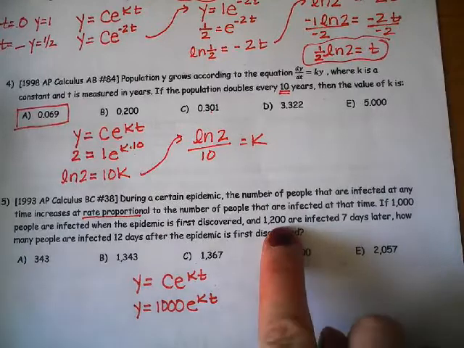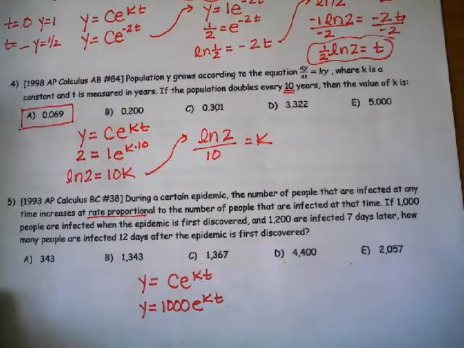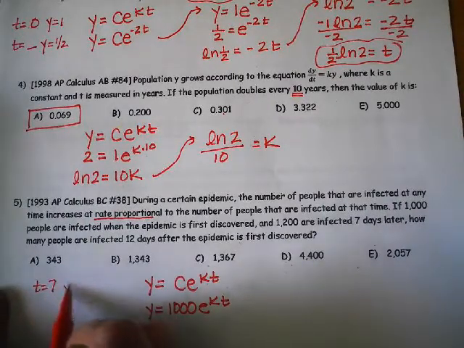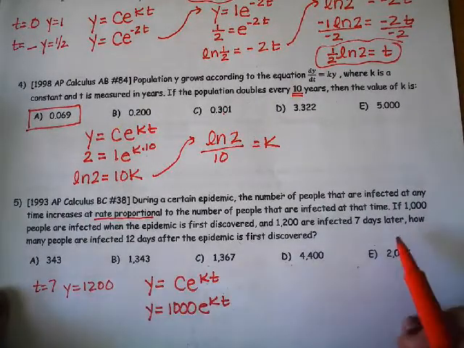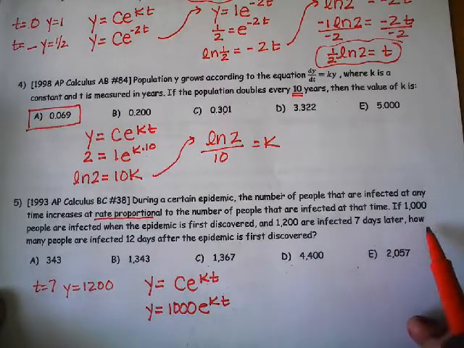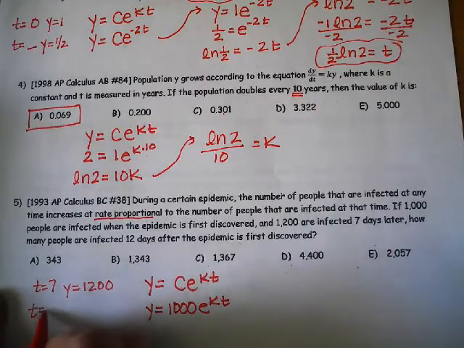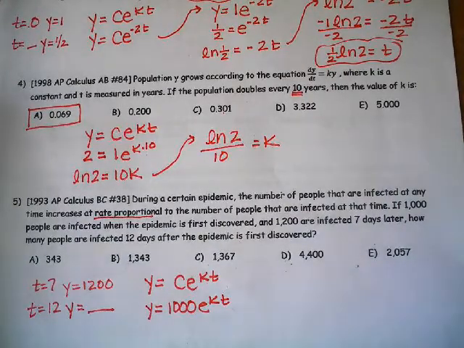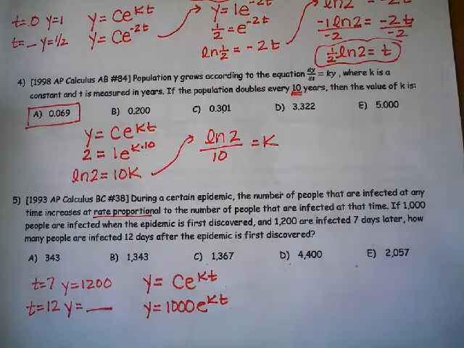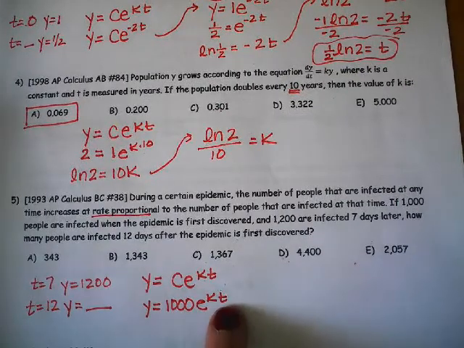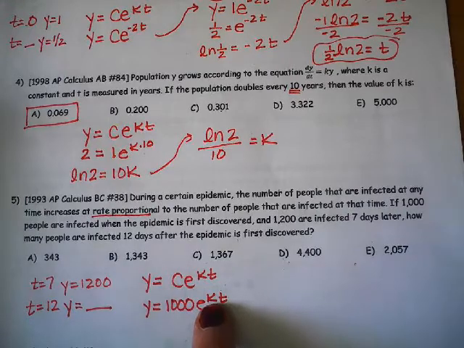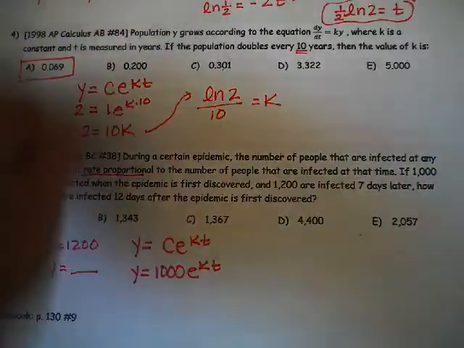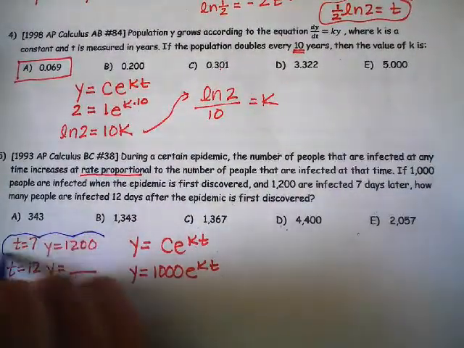And then when it was discovered, it says 1,200 are infected 7 days later. So let's say at time is 7, there are 1,200 people infected. How many people are infected 12 days later? This looks pretty similar to actually the first problem that we did. I do need to plug a 12 in for t, but more importantly, I need to solve for my constant k. So let's figure out how we can solve for our constant k. And to do that, we are going to use this condition.